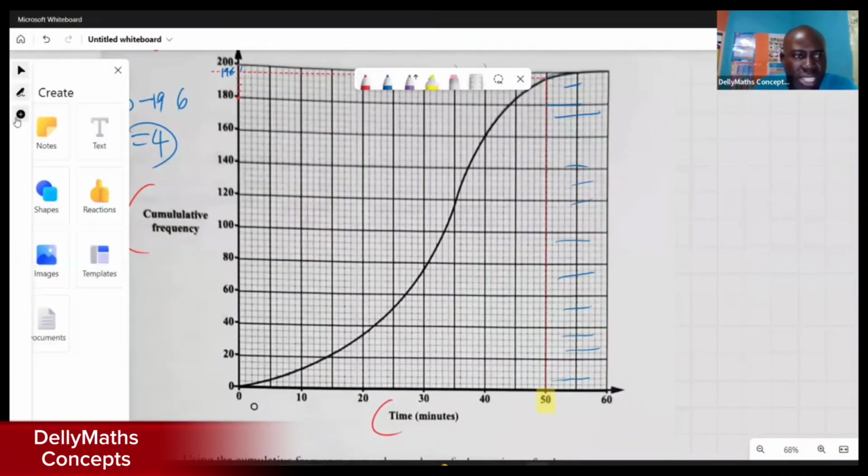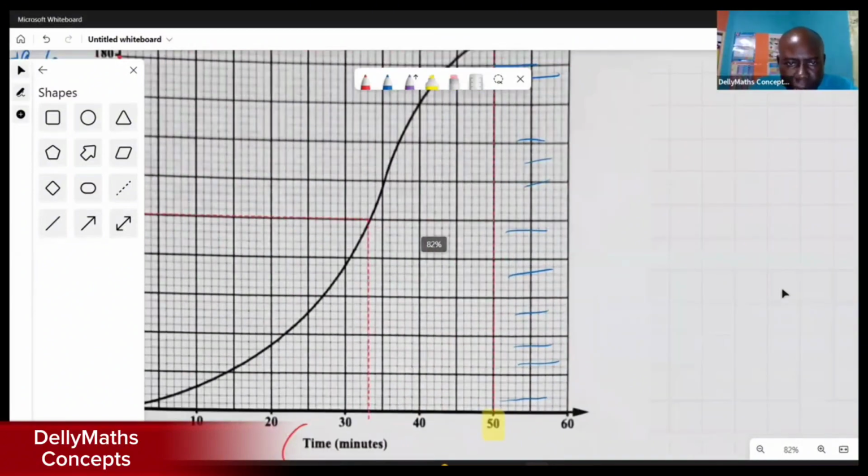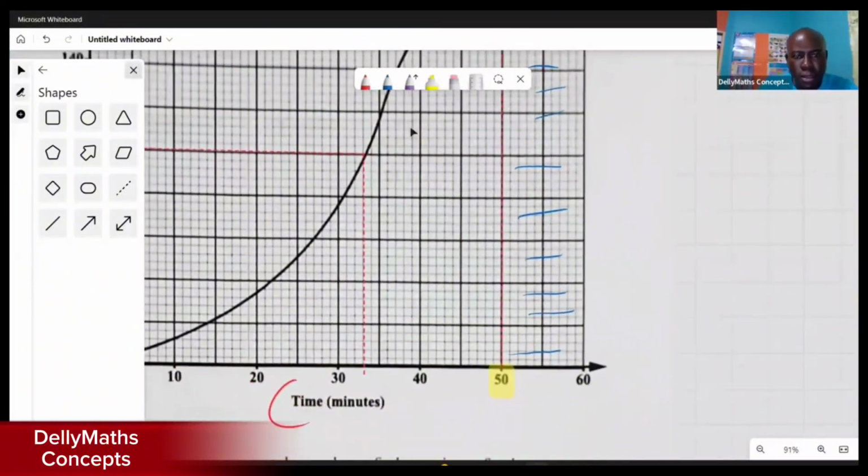So what we're going to do is take a line, go where 100 is. This is the 100th line, and we take it to the curve right here. And we just interpret this, take it down. You take it down right there. So I'm seeing it right there.